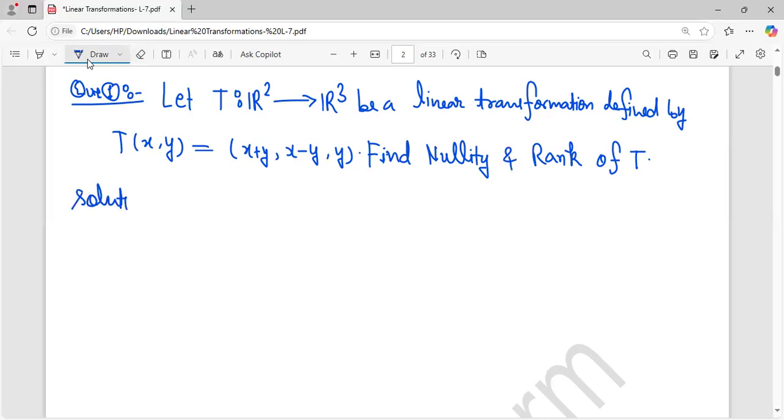Solution. The dimension of R square, because here R square and R cube are vector spaces over R, so its dimension over R is actually 2. That is finite.